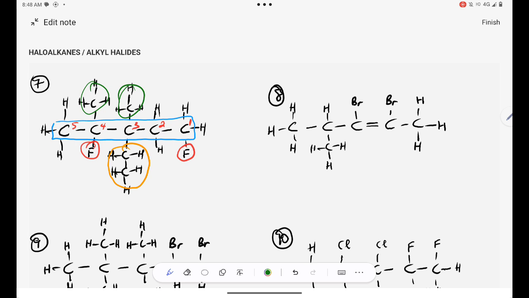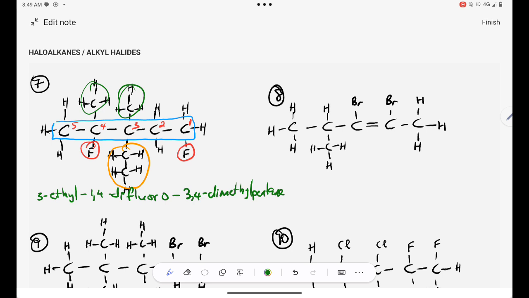So this will simply be 3-ethyl, and then I'll simply say 1,4-difluoro, and then I'll simply have 3,4-dimethyl pentane. Are you together? This would be 3-ethyl, 1,4-difluoro, and then 3,4-dimethyl pentane.